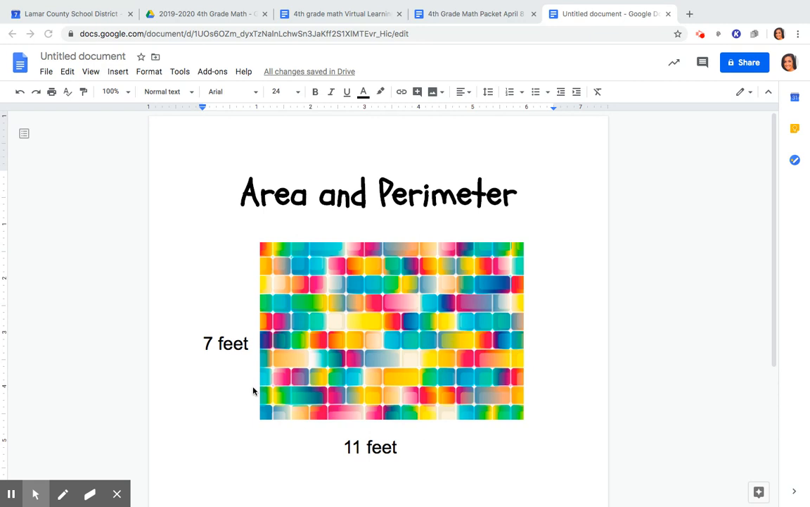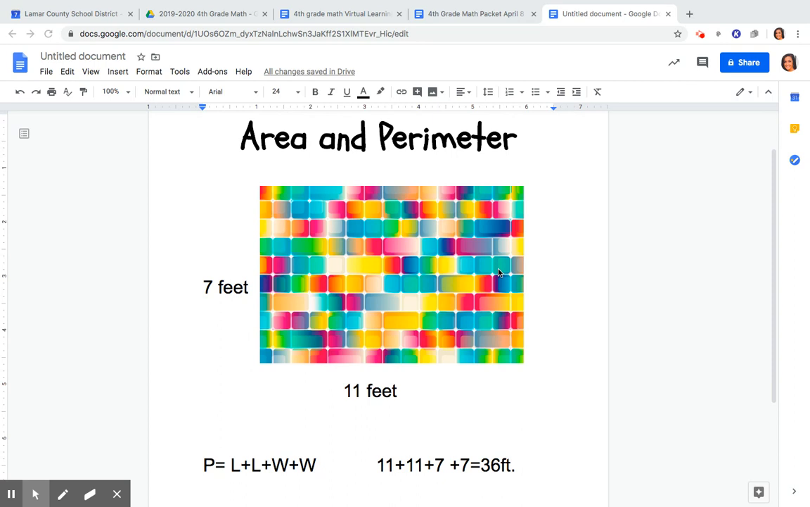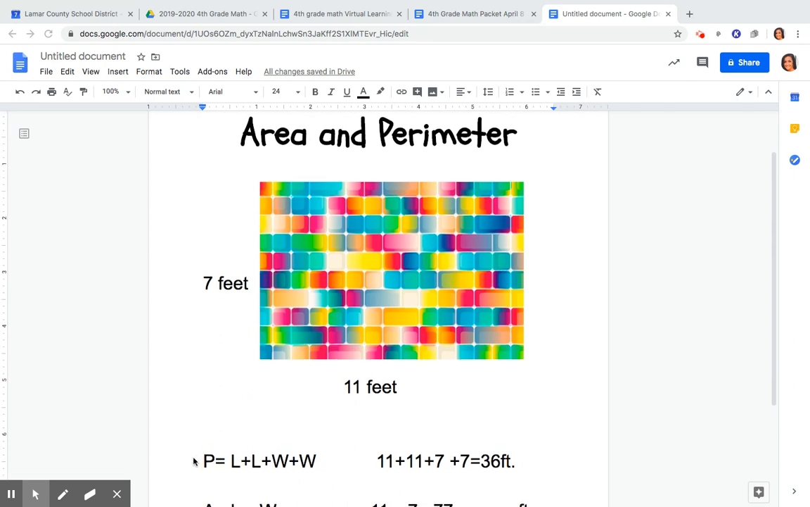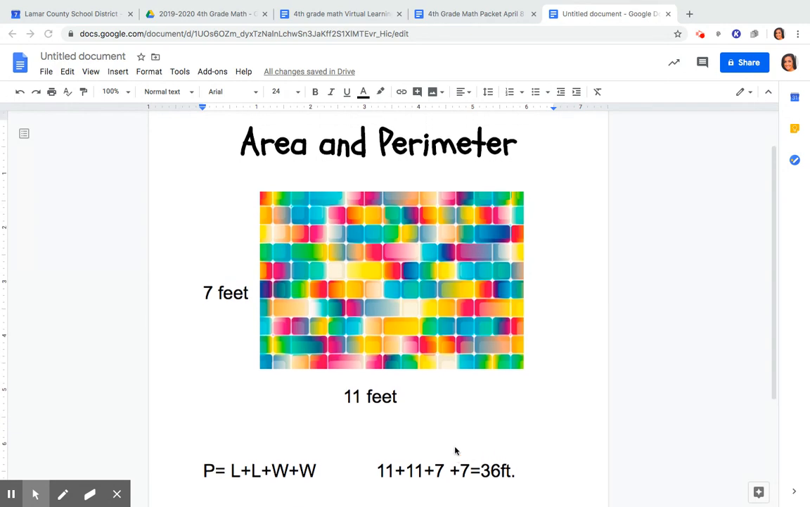Now that we have all of the pieces, let's scope out that perimeter. We are going to check and we're going to add all 4 sides, because as you know, to find perimeter, it's length plus length plus width plus width. So if you add the lengths, 11 plus 11, you get 22. And when you add 7 plus 7, you get 14. And when you add 22 and 14 together, you get 36 feet.